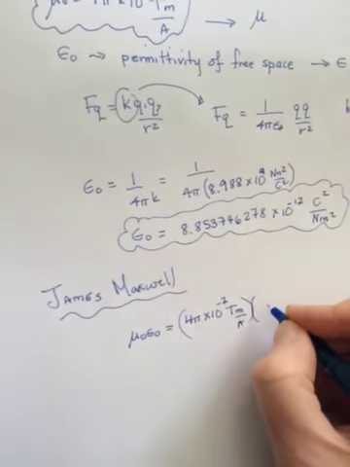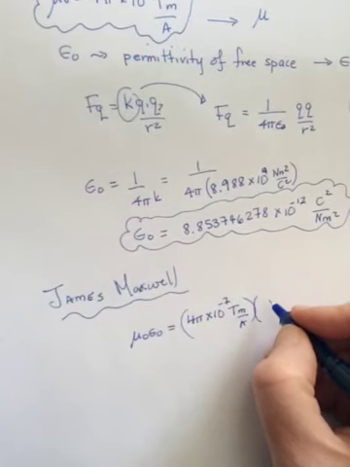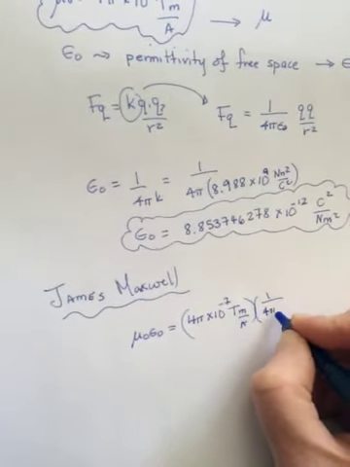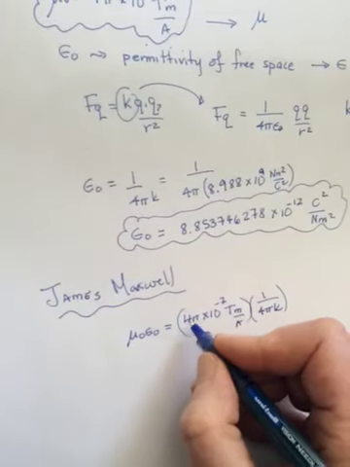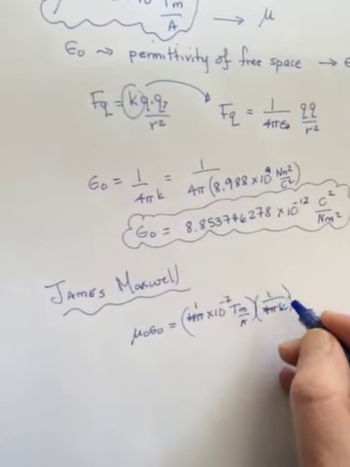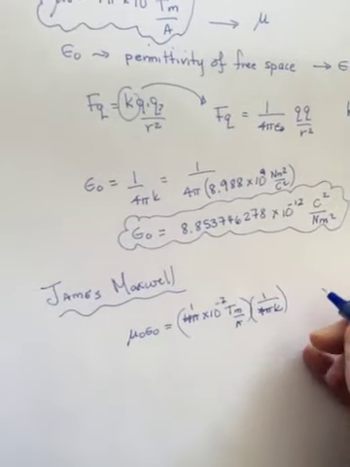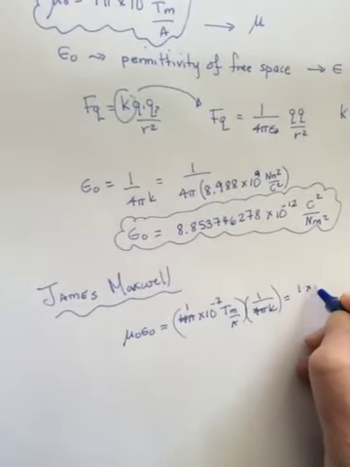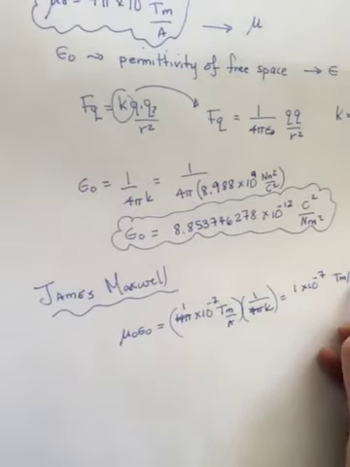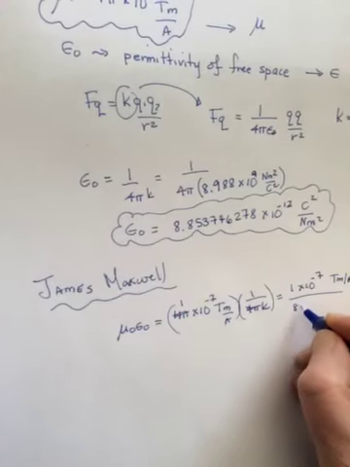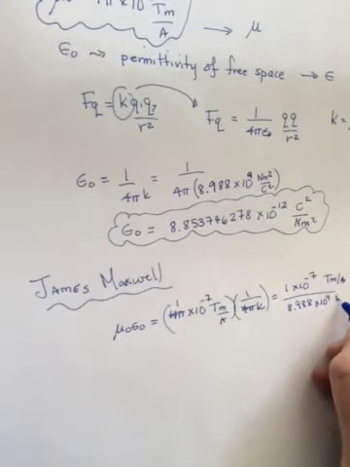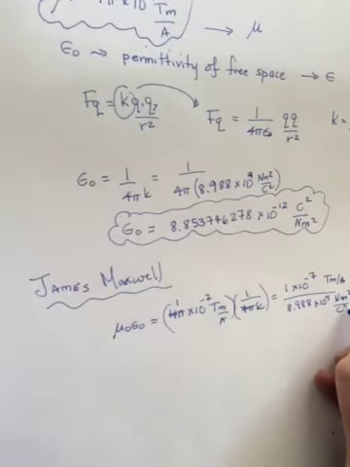And he multiplied that by, and I'm going to write it with the K just to make our lives easier, 1 over 4 pi K. I say to make our lives easier because the 4 pi will cancel, right? So you'll just have 1 times 10 to the negative 7 Tesla meters per amp divided by the K, 8.988 times 10 to the 9th Newton meters squared per Coulomb squared.